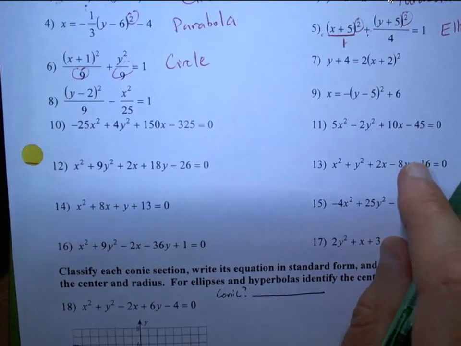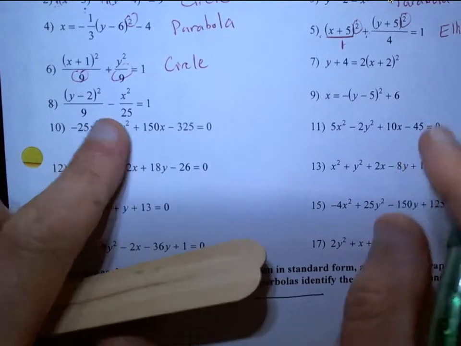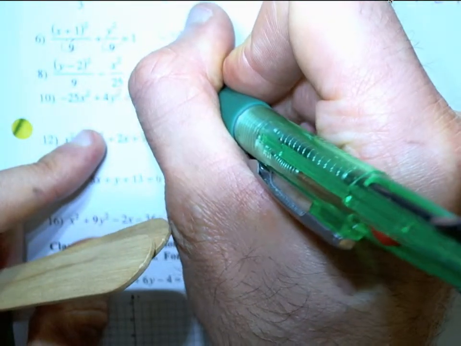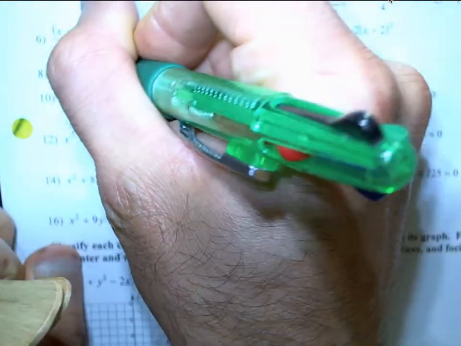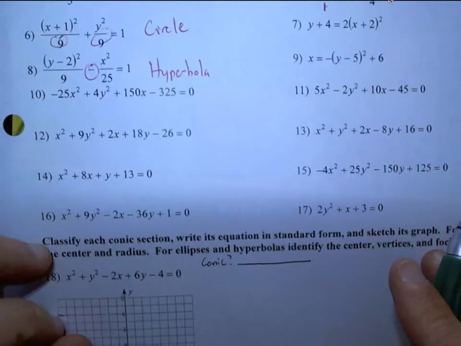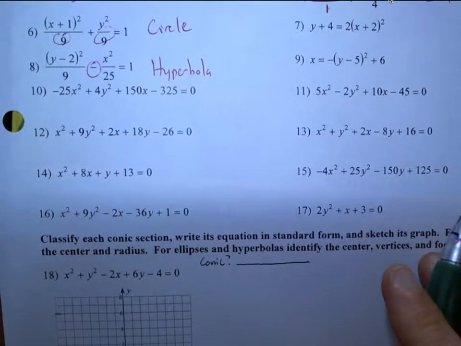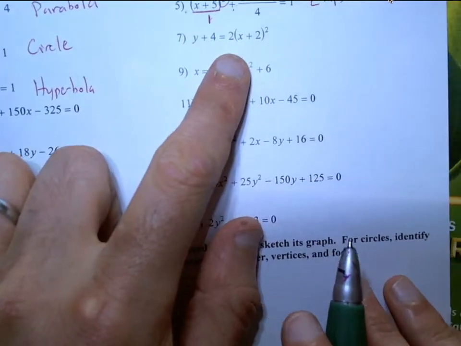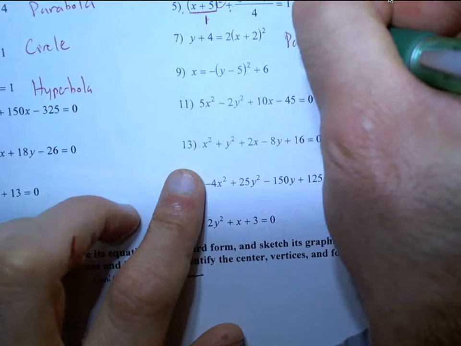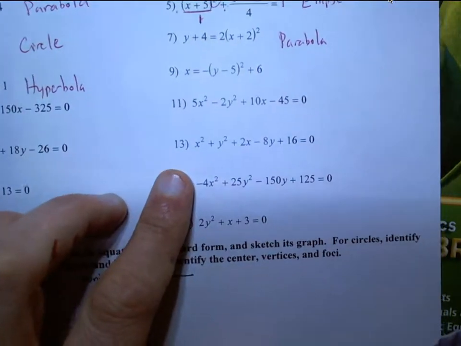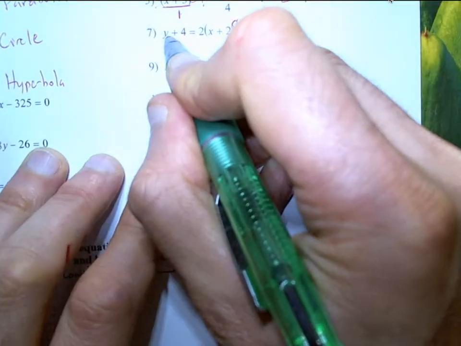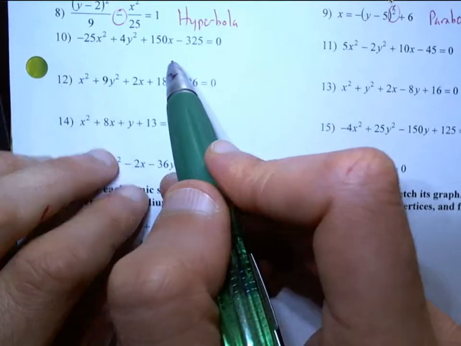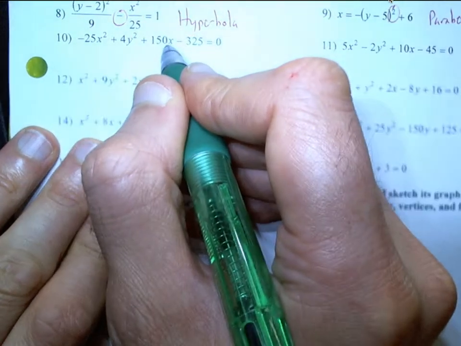Let's jump down to number 8. Catherine, what do you think number 8 would be? Hyperbola is correct. Why do I know it's a hyperbola? Exactly. Right here, this minus sign is a giveaway. Number 7. Amy, what do you think about number 7? Parabola is correct. Why is it a parabola? Because there's only one square. Exactly. Only one squared. There's no other squared term here, so that's not going to be any of the other ones. So, let's do the same thing, one by one.